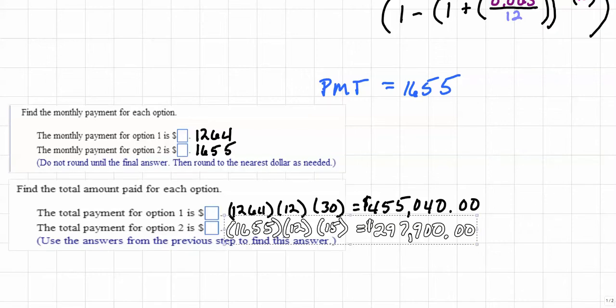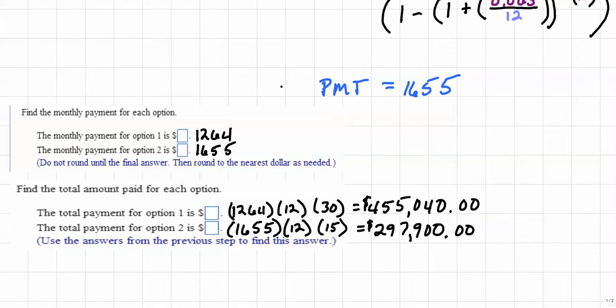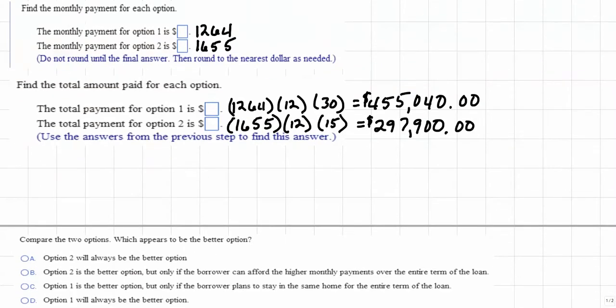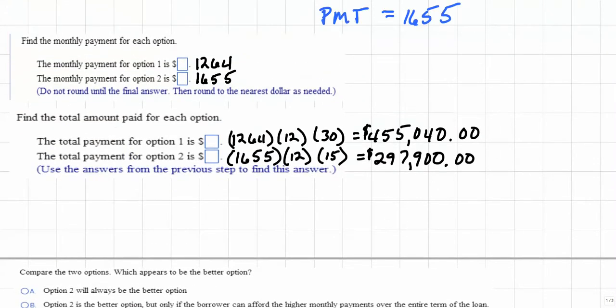$455,040. Next, we'll go ahead and multiply 1655, the payment for option 2, times 12 times 15, because there's 12 months in a year and we're looking at 15 years, and the total amount paid is going to be $297,900. And you'll see that there's quite a difference.